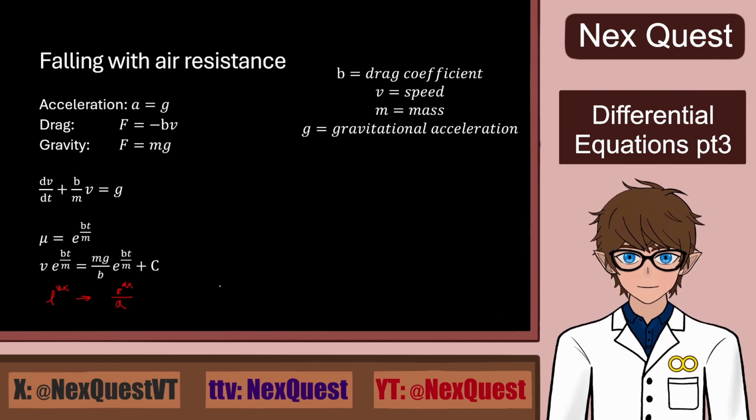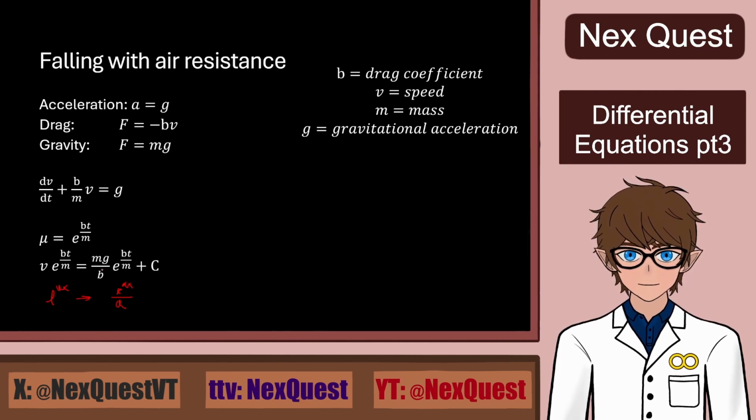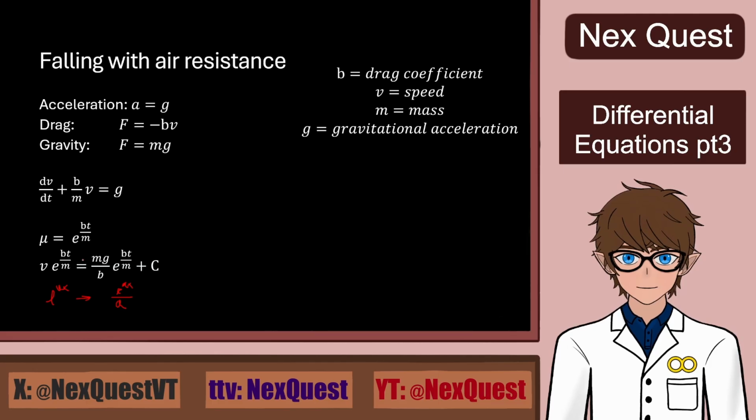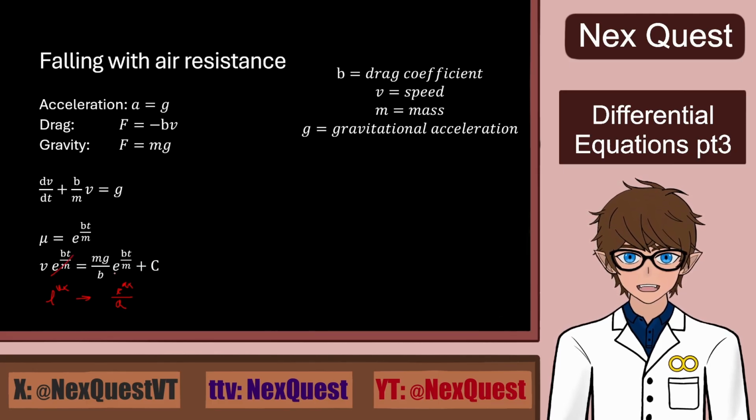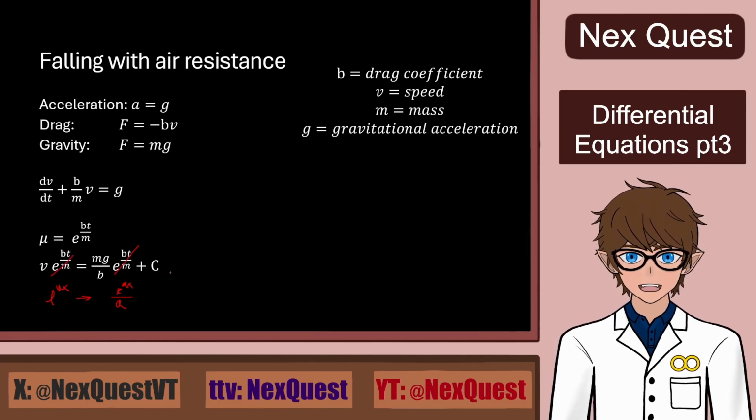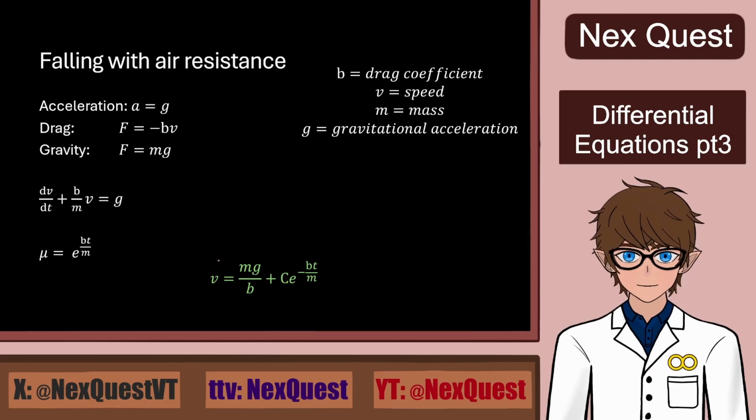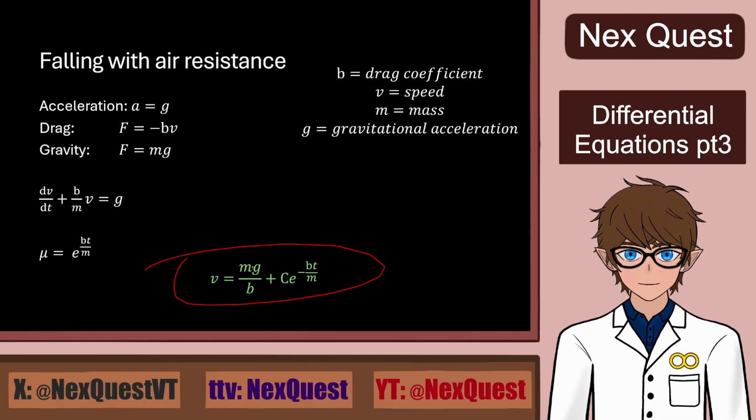Now I will divide by e to that exponent along the entire formula, so this cancels out, and it's under the constant, and we get this. This is the general velocity formula, or equation.